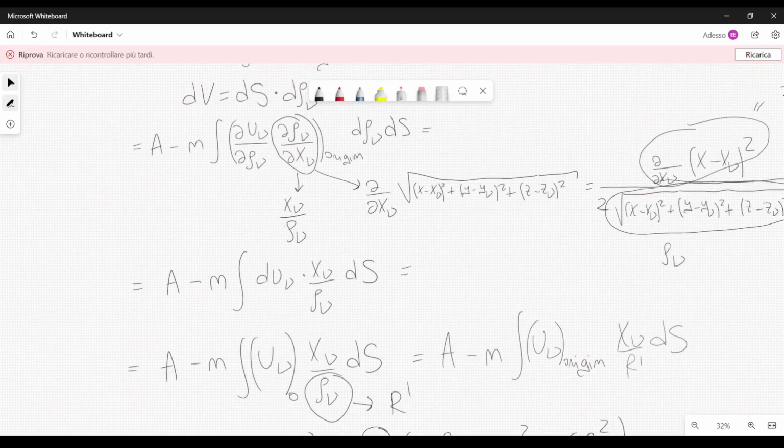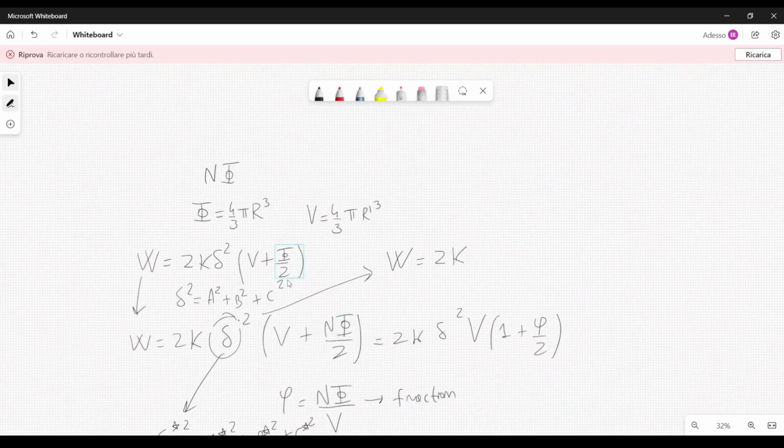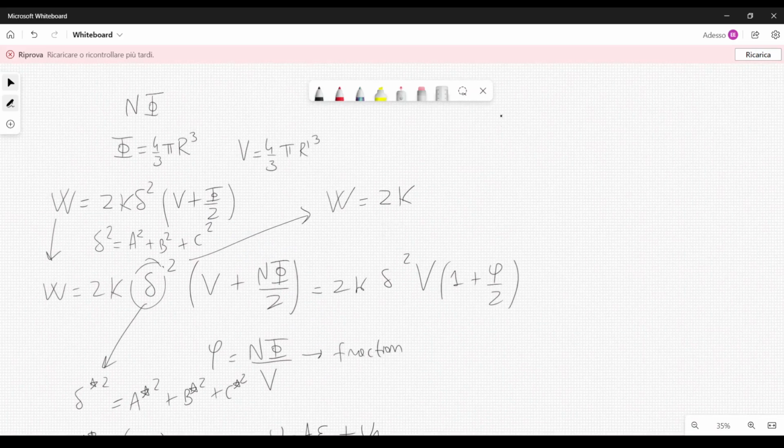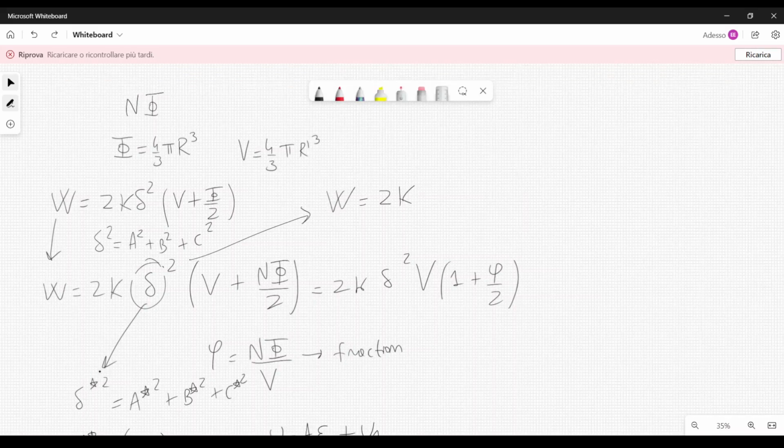Now, if we go back to the calculation of the work, we know that we can calculate it like this, but by using this dilatation coefficient delta star, we can also calculate it in a different fashion. So without the presence of the sphere, W can also be calculated as twice k delta squared V, and of course phi is equal to 0 in this case, so without spheres.